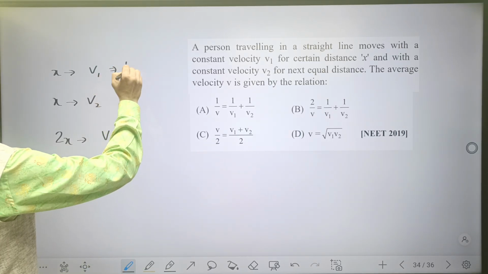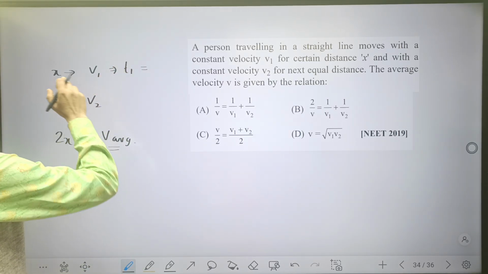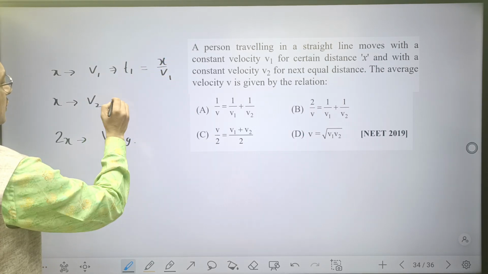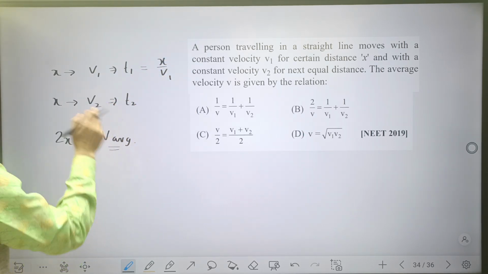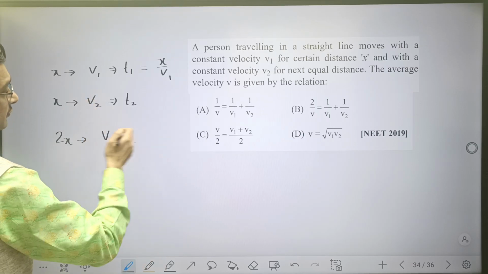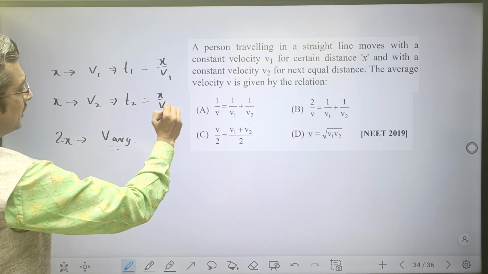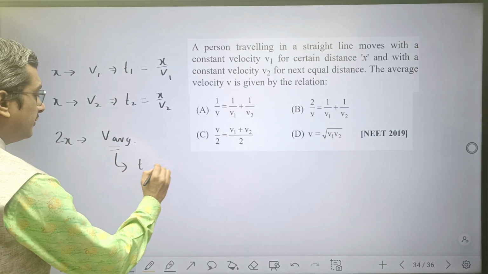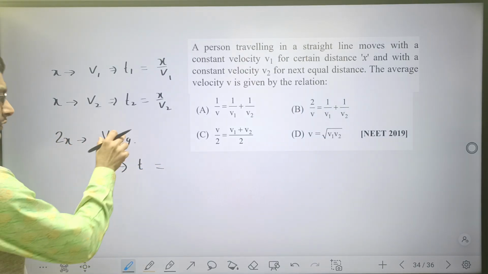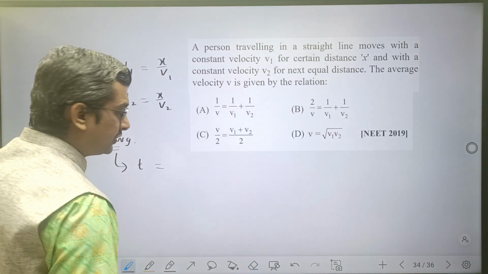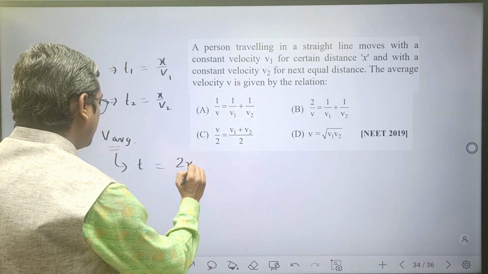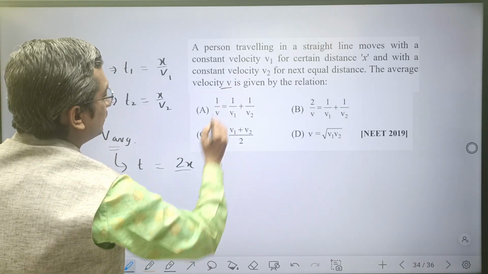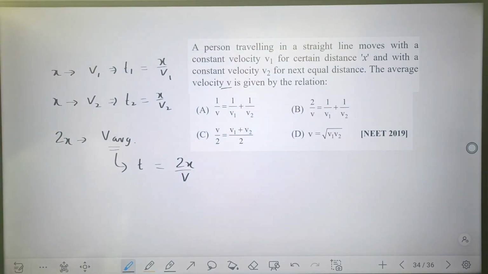From here we can say the time taken to cover the distance x with speed v1 is x by v1, and the time taken to cover the same distance x with speed v2 is x by v2. So the time taken to cover the distance 2x with a uniform constant average speed is given as 2x by v average, and this v average is given as v, isn't it, in this question.